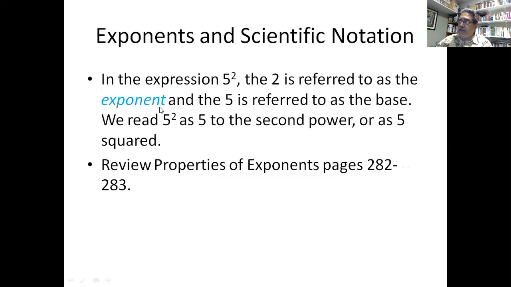Exponents and scientific notation. When we write a number like this, it is called writing in exponent format. 5 to the power of 2. 2 is referred to as the exponent, and 5 is the base. Read it as 5 to the power of 2, 5 to the second power, or 5 squared. Let me see what we have on pages 282 and 283.